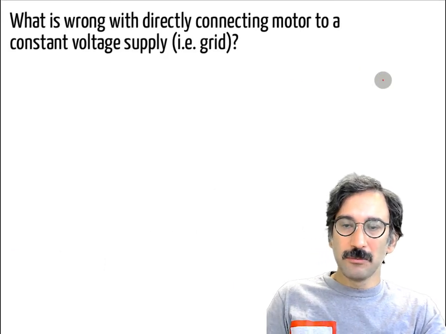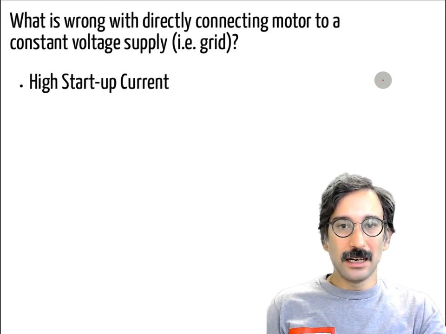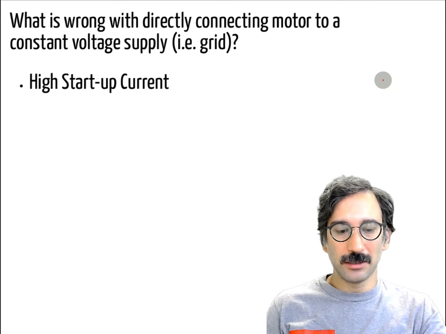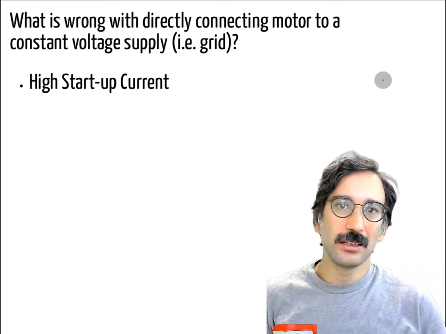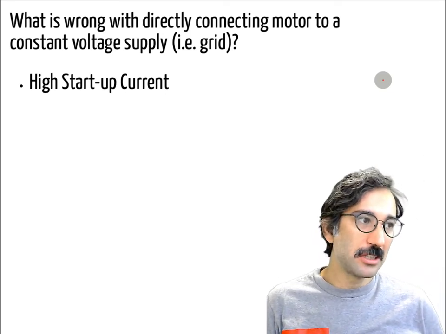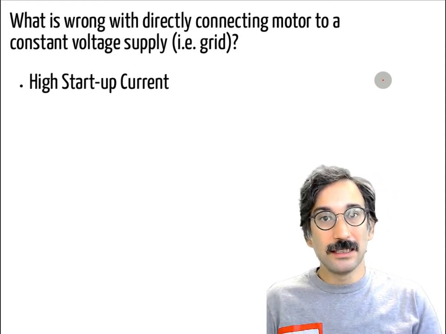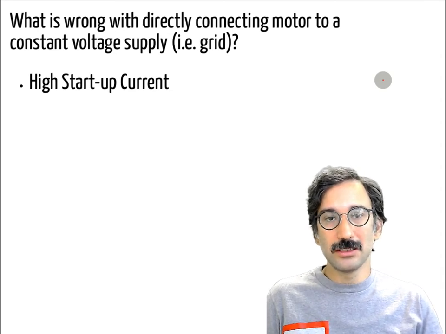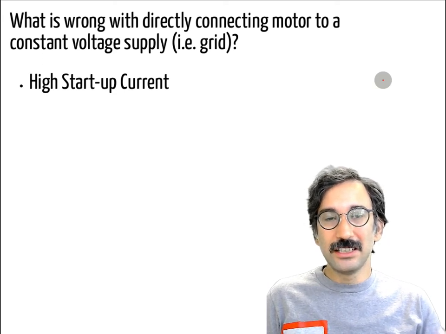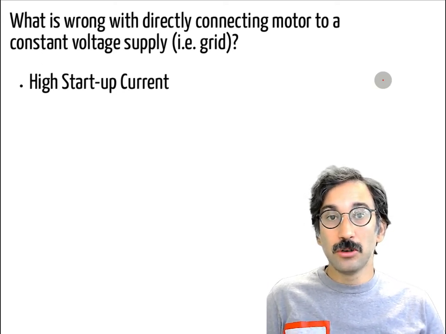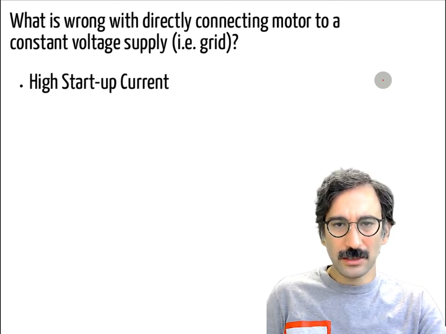So the problem with directly connecting a motor to a constant voltage supply is the high startup current, which can be like 6-7 times the normal operating current of a motor. Six times the rated current means, if you think about the I square R losses, which are proportional to the square of the current, that the heat generated in the stator coils will be 36 times the rated value. So the machine can generate a lot of heat really quickly.